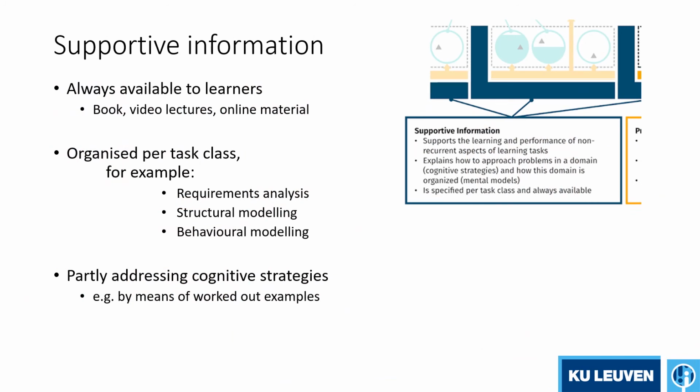The second component of 4CID is about supportive information. Supportive information is always available to the learner and takes the form of books, video, lectures, online materials, and so on. And typically we will organize it per task class. So for example, material about requirements analysis, materials about class diagramming, structural modeling, materials about behavioral modeling, and so on. And in this supportive information, we can to a certain level also address cognitive strategies for our students, for example by giving them worked examples and telling them how they can improve their work.